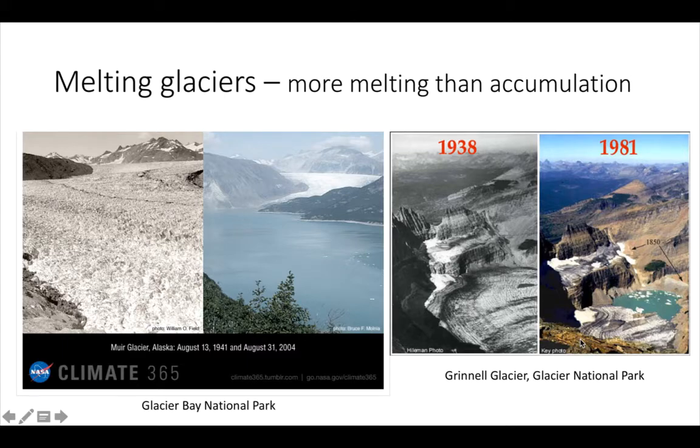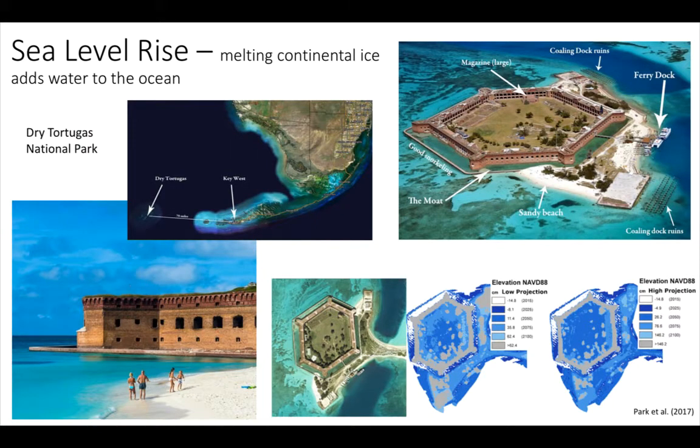And then the same thing in Glacier National Park. This is Grinnell Glacier, which if you have the chance to go to Glacier National Park, I highly recommend hiking up to Grinnell Glacier. It's an absolutely beautiful hike. But you can see that the glacier is receding, and this is in 1981. When I was there about 5 years ago, this glacier was much smaller and had receded much more than it is in this picture. So melting glaciers is one example of an impact of global warming on our national parks.